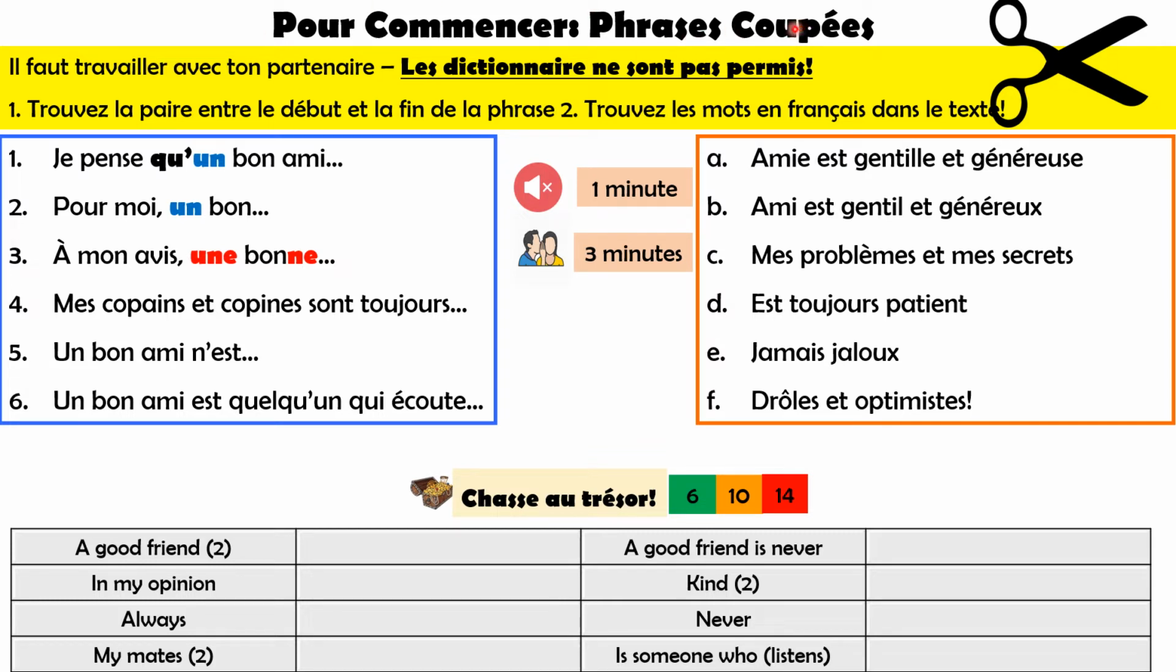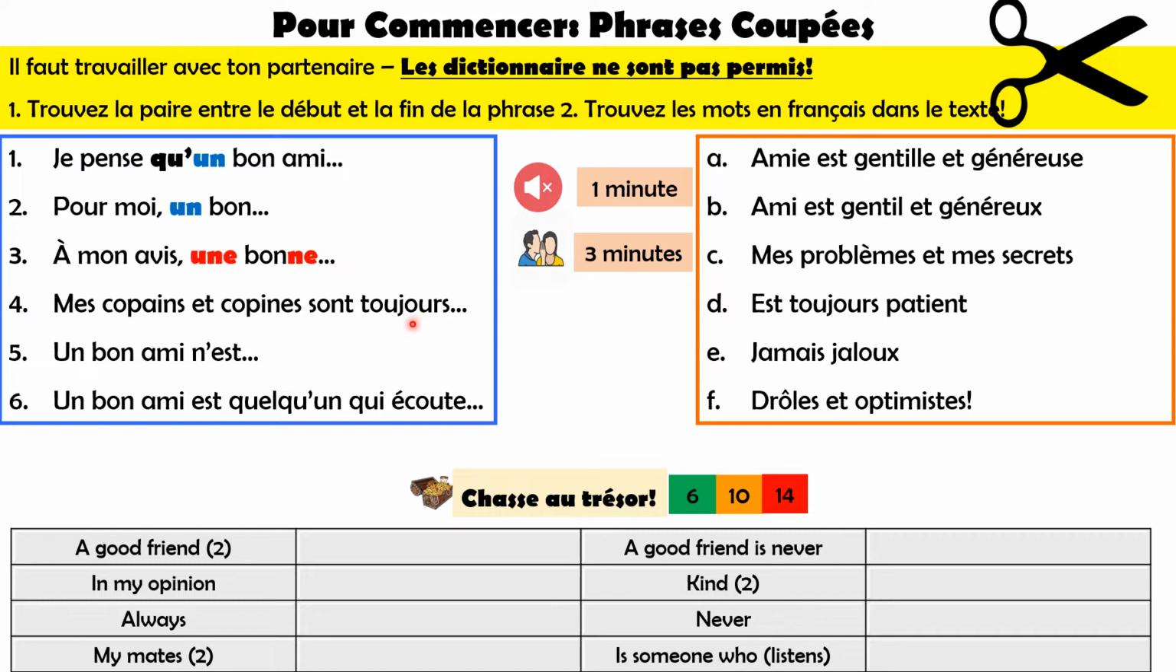C'est les phrases coupées. Ici, c'est le début d'une phrase et ici, c'est les fins des phrases. Alors donc, il faut trouver la paire entre le début et la fin. Attention, pensez au masculin, pensez au féminin, pensez au pluriel ici. Attention. Donc, on va faire le premier ensemble.